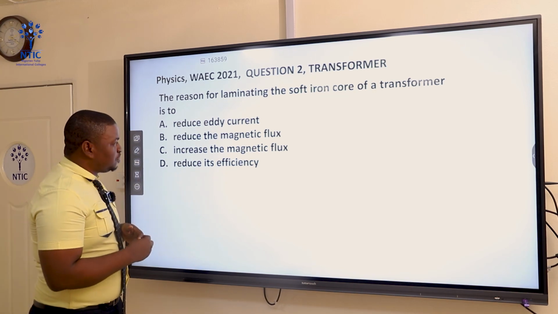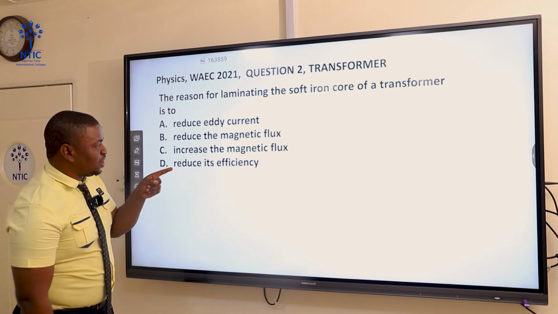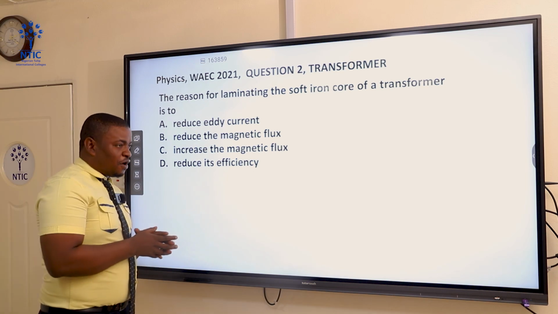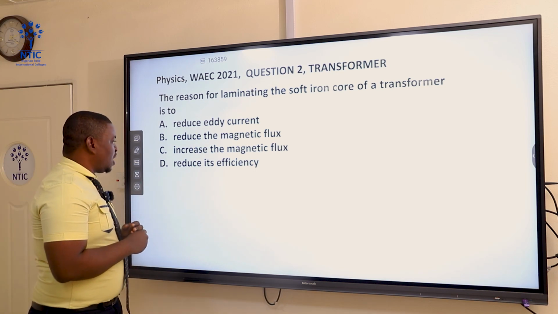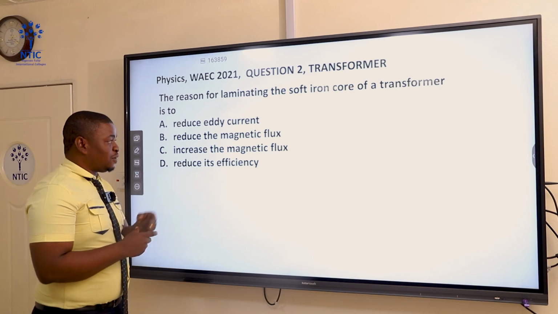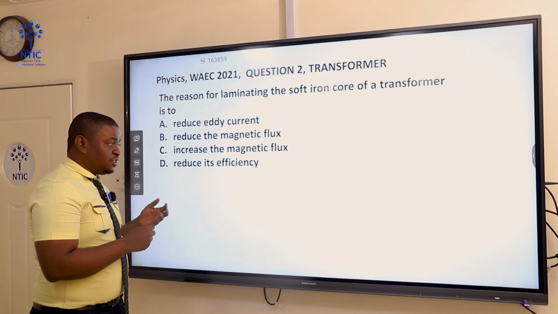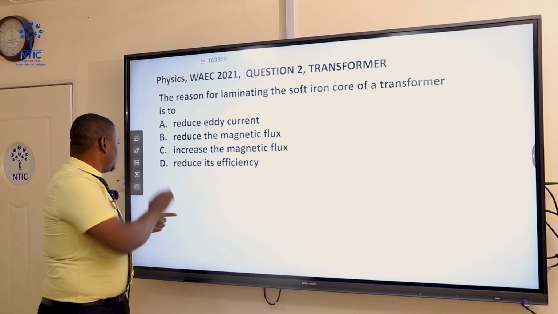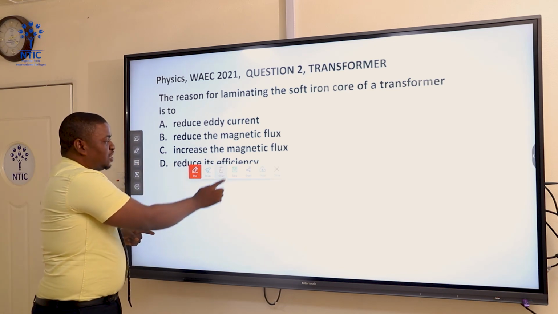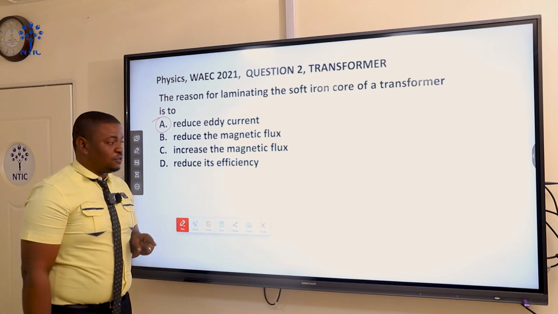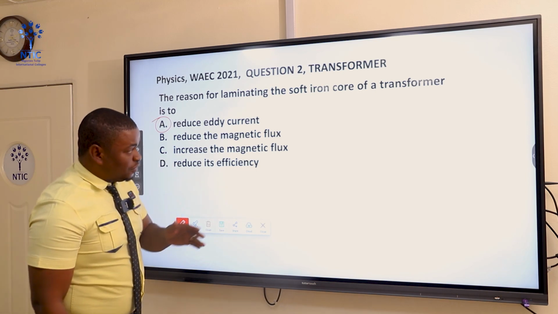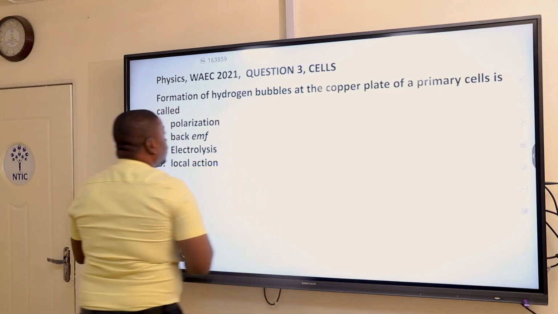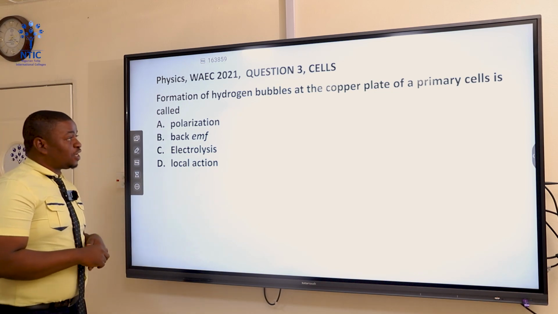Then B, reduce the magnetic flux. No, magnetic flux leakage can only be reduced by using efficient coil design. You design the coil very well so that leakage will not occur. And C, increase the magnetic flux, it does not increase the magnetic flux. And D, it reduces its efficiency. Fine. Eddy current is what is responsible for the reduction of efficiency in a transformer. So the right answer here is that it reduces eddy current loss. Take note, we laminate soft iron coil in a transformer to reduce what? Eddy current.